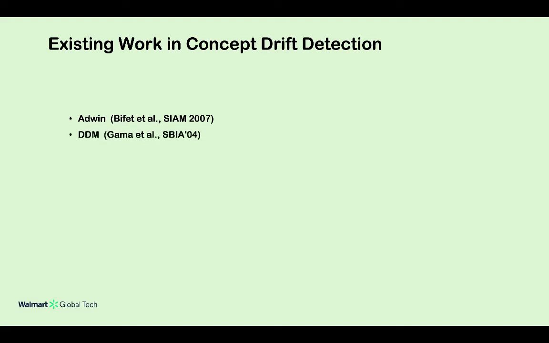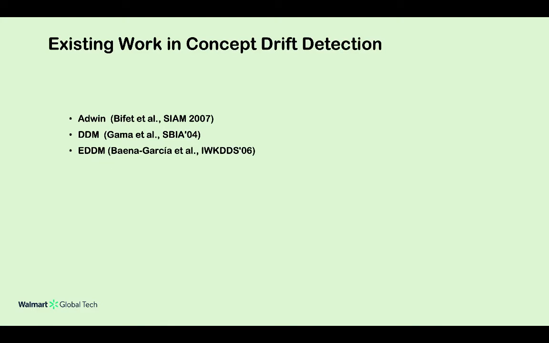The next is DDM. DDM stands for drift detection method by Gama et al. This method detects concept drift in streams by analyzing the error rates and their standard deviation. If the error rate increases, then DDM concludes that there is a concept drift.